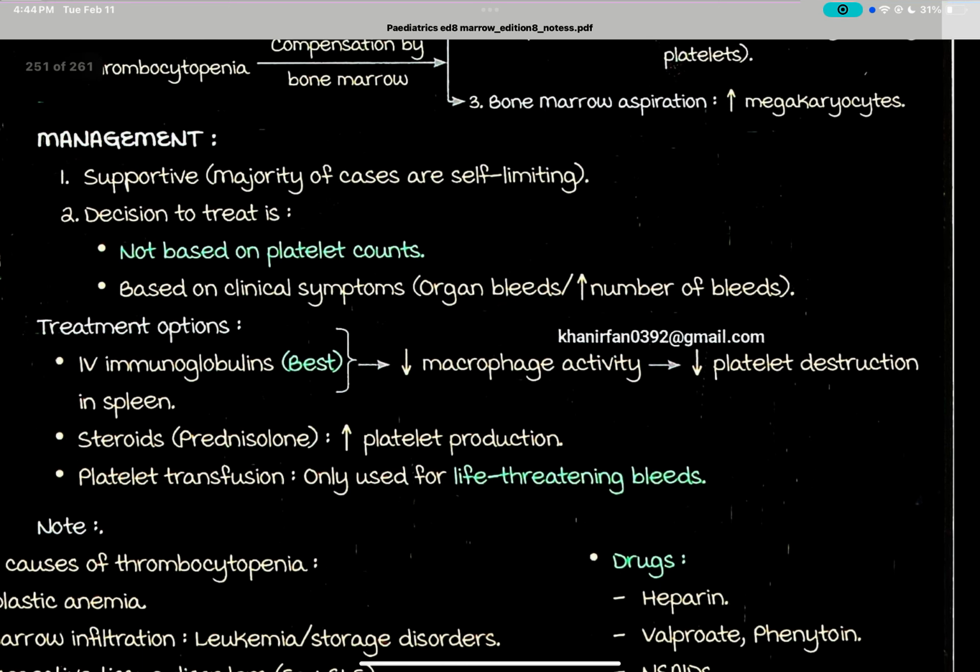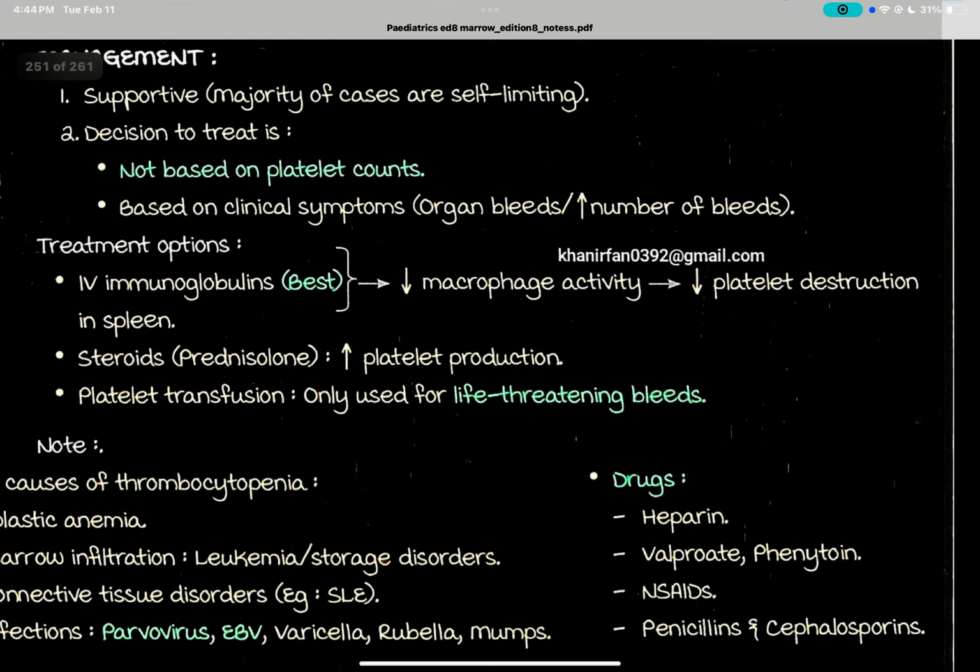Management is supportive; the majority of cases are self-limiting. The decision to treat is not based on platelet counts but on clinical symptoms like organ bleeds and increased number of bleeds. Treatment option: IV immunoglobulins, the best method.